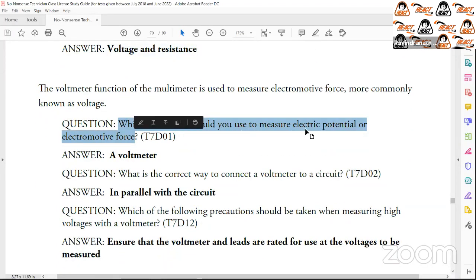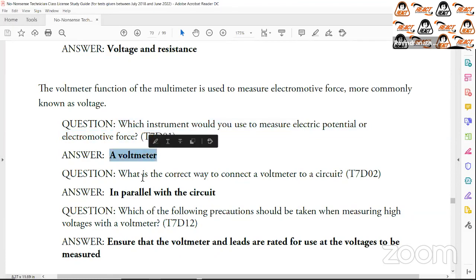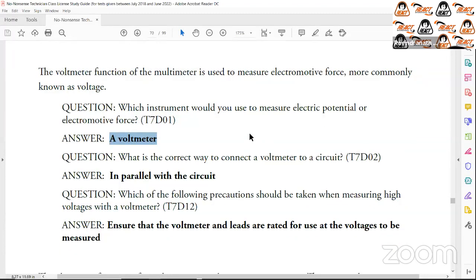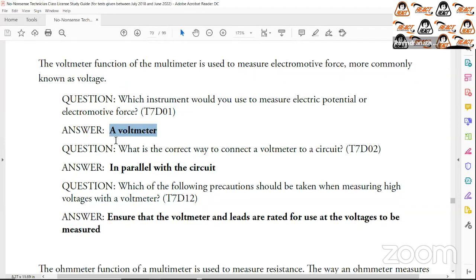Which instrument would you use to measure electric potential or electromotive force? In other words, which instrument should you use to measure voltage? The answer is a voltmeter. Remember during the previous sessions, we talked about electromotive force and electrical potential being measured in volts. Well, what do you use to measure voltage? A voltmeter.